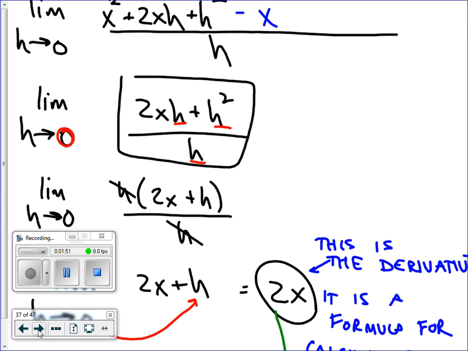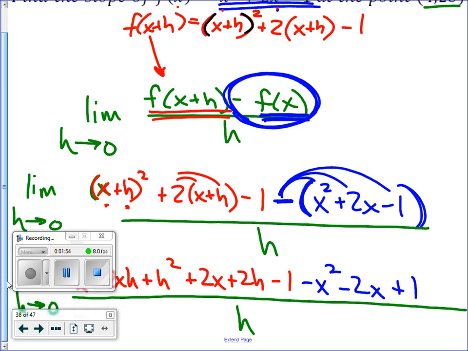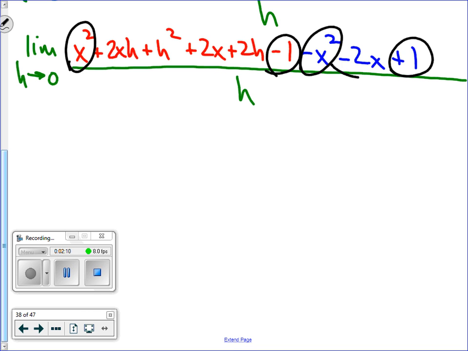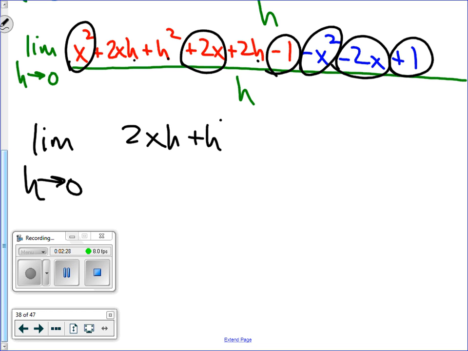That is a crucial step to this process. I need to be able to cancel everything that doesn't have an h, so that what's left I can factor an h out of. And let's see, this doesn't have an h, and here is its opposite. This doesn't have an h, and here is its opposite. This doesn't have an h, and here is its opposite. Which means everything else has an h. Everything has an h. So we're in good shape. So we have the limit as h approaches 0 of 2xh plus h squared plus 2h all over h.